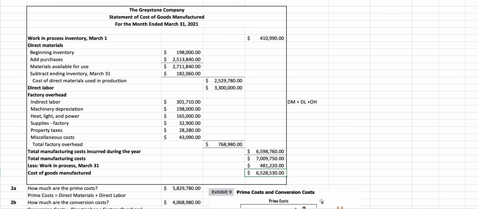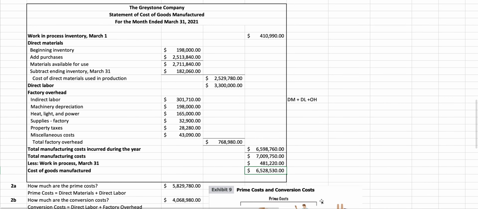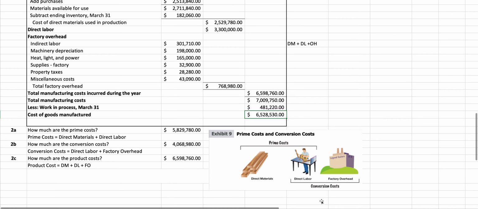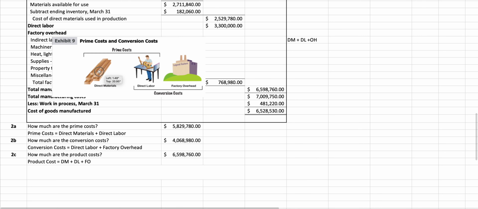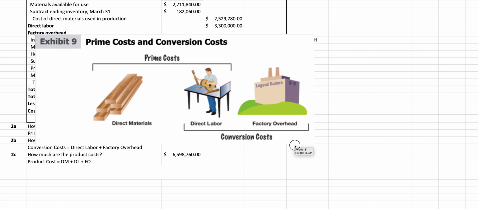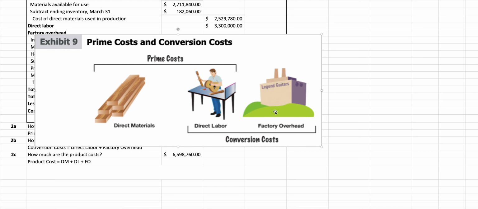Now we have one thing left. We need to calculate the prime cost, the conversion costs, and we're also going to calculate the product costs. Let me blow this up just a little bit so that we can see. When we talk about prime costs, we're looking at just the direct materials plus the direct labor. Those are the prime costs. And these are the prime costs for that one product, right?